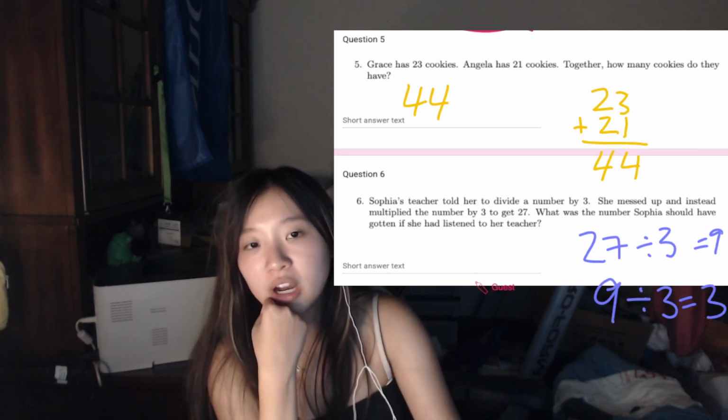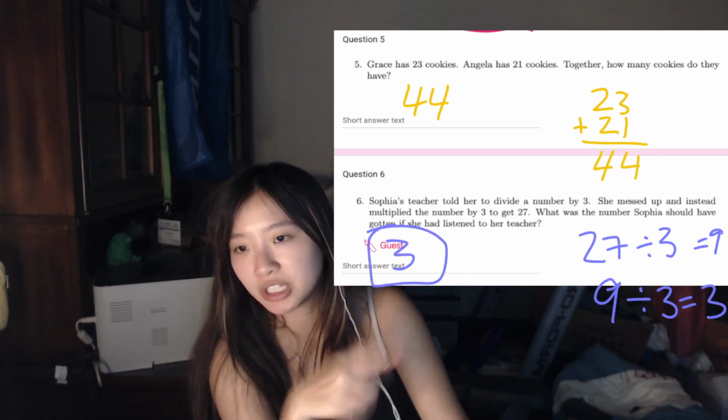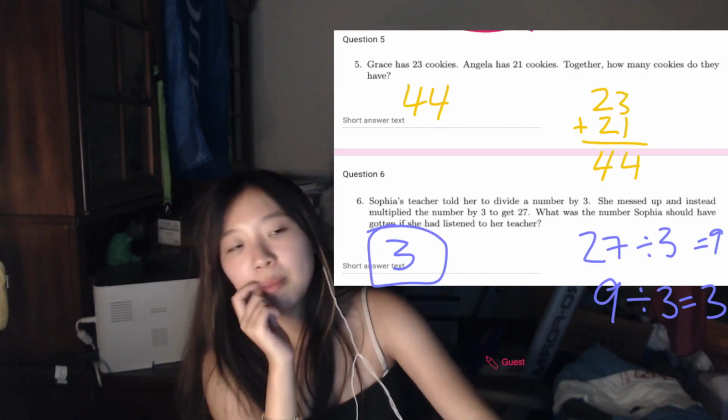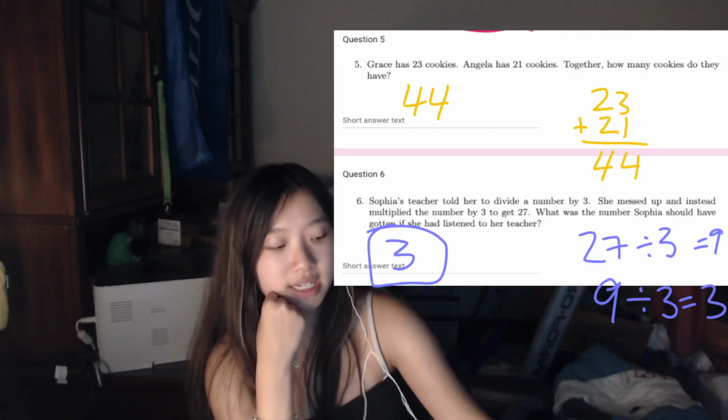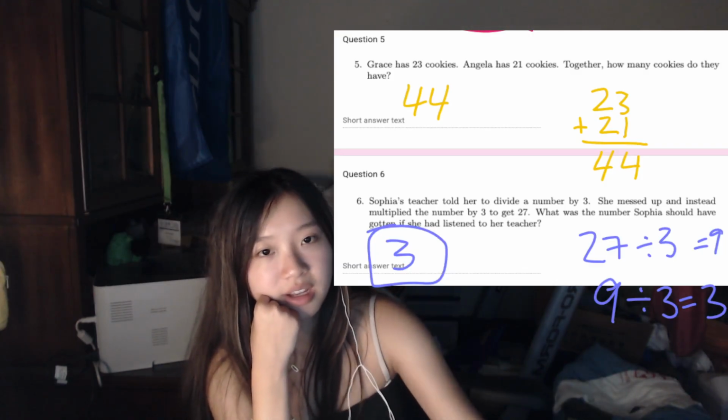So the answer I should have gotten is actually 3 had I listened to the instructions. So keep in mind, listening to the instructions is very important. Okay, moving on, making some good progress here.